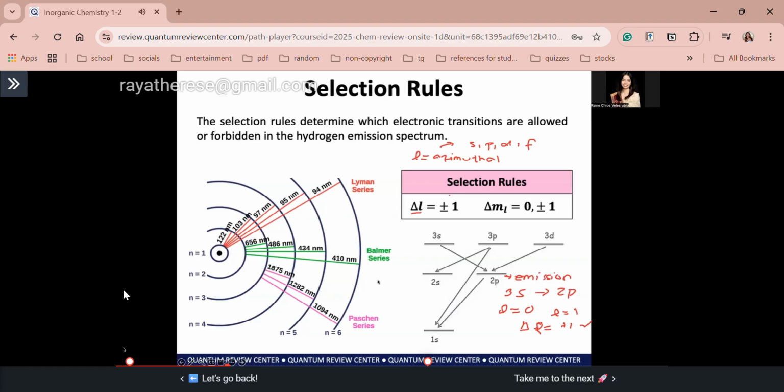Now, what if the transition is from 1s to 2p? The change in L there is also equal to plus 1. Then, since the electron moved from a lower energy level, n equal to 1, to a higher energy level, n equal to 2, that's what we call the absorption of energy or light. Okay? Guys, I hope you get that, because this also comes out in the exam. Okay? Now, let's move on.